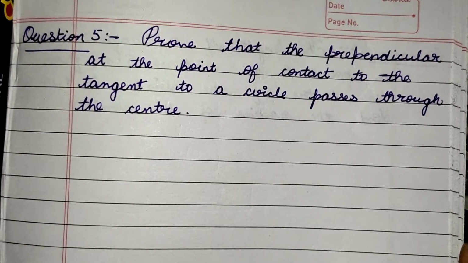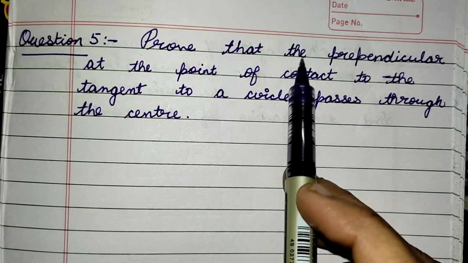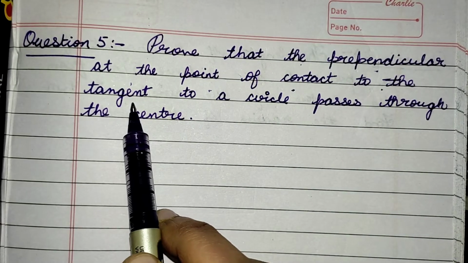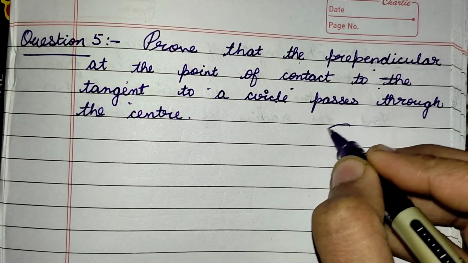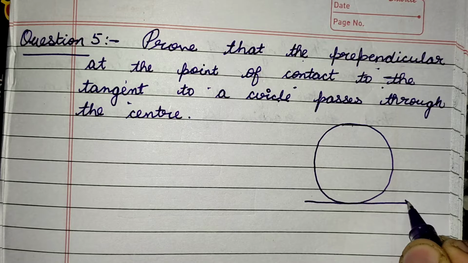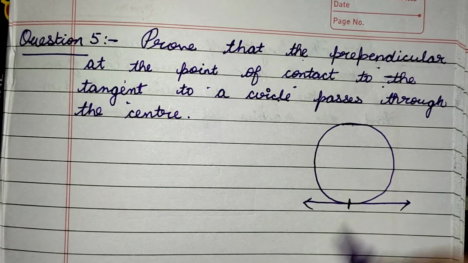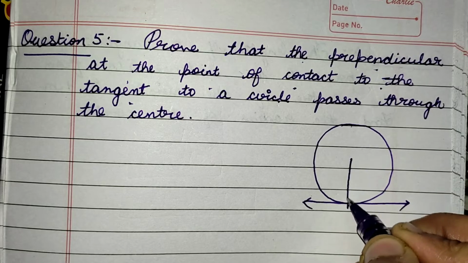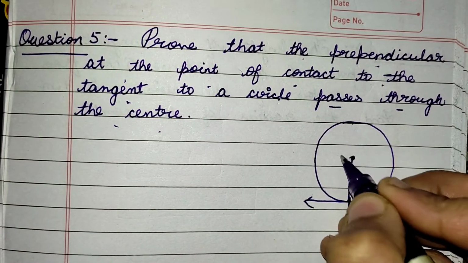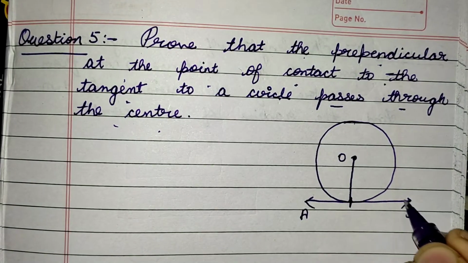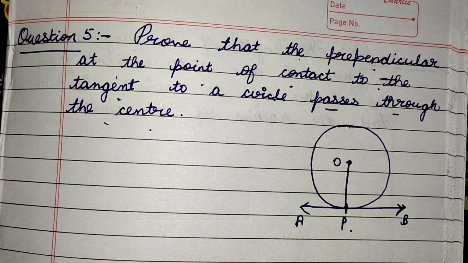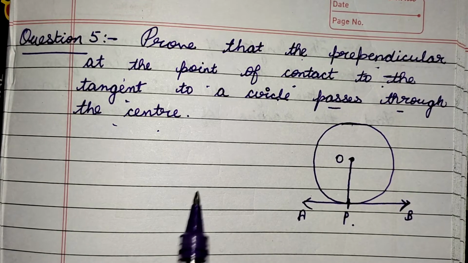So moving to question number 5, which says: prove that the perpendicular at the point of contact to the tangent to a circle passes through the center. What is given to you is that there is a circle and there is a tangent, and at the point of contact of the tangent, there is a line. Suppose this is the center, this is my line AB and the point of contact is P, right? Now read the statement again. You will be able to understand what the statement says now.